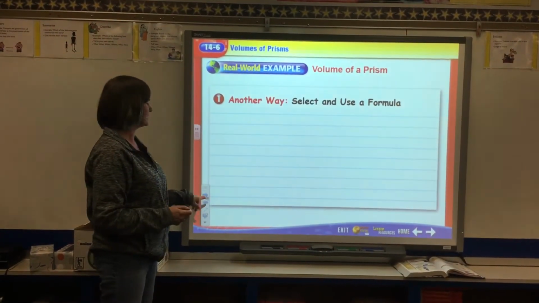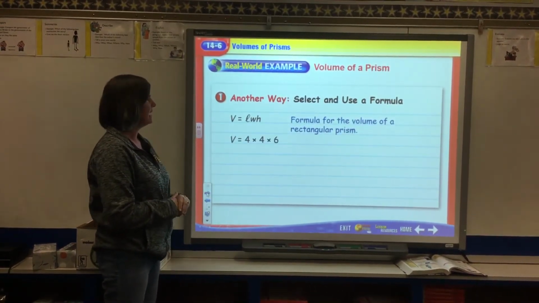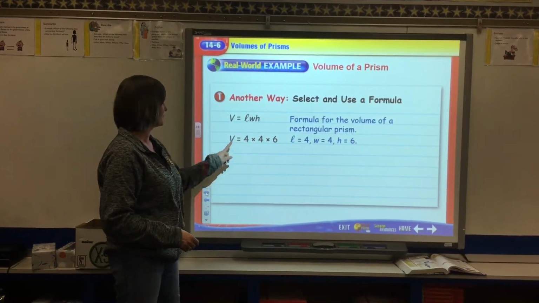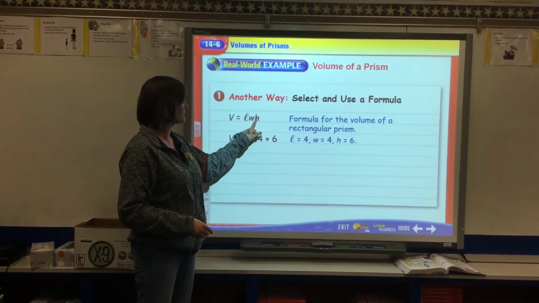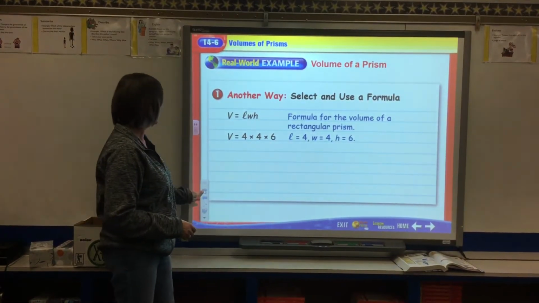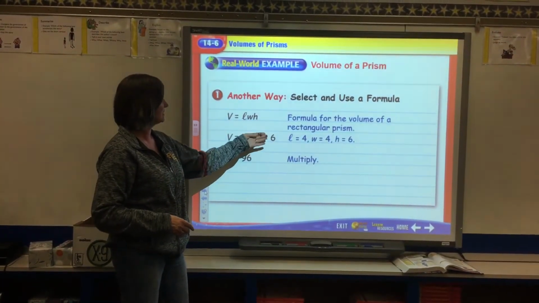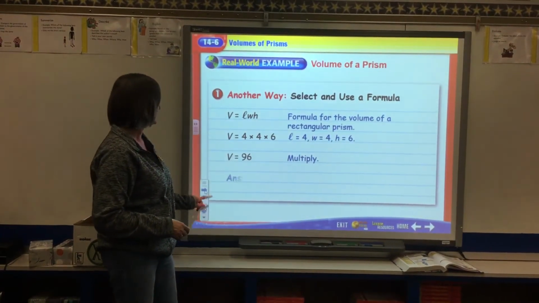Another way to do it is to use the formula, volume equals length times width times height, and then we'll substitute in those numbers. We said the length was 4, the width was 4, and the height was 6. And then we can multiply that out. 4 times 4 is 16, and then 16 times 6 would give us 96.